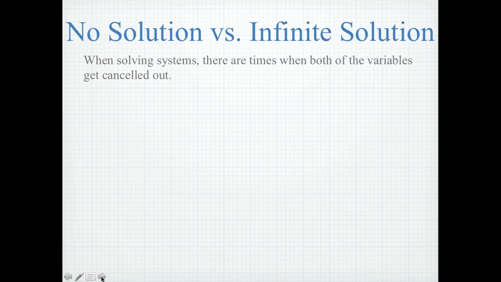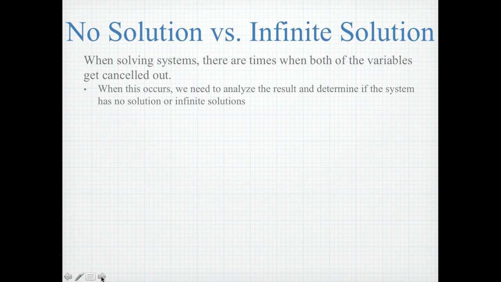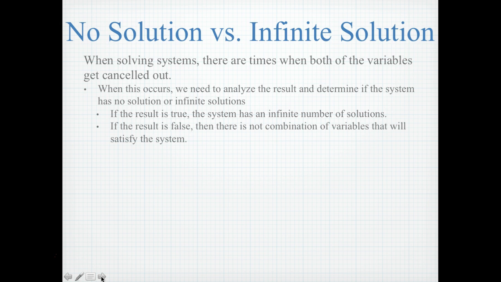So when solving systems, there are times when both of the variables get canceled out. When this occurs, we need to analyze the result and determine if the system has no solution or infinite solutions. So when both variables cancel out, and this can occur through substitution or elimination, where x and y will eliminate, we know our solution is either going to be no solution or infinite solutions. Now, if the result is true after the variables cancel out, then that tells us the system has an infinite number of solutions. If the result is false, when both of the variables cancel out, then there is not a combination of variables that will satisfy the system, and we have no solution.